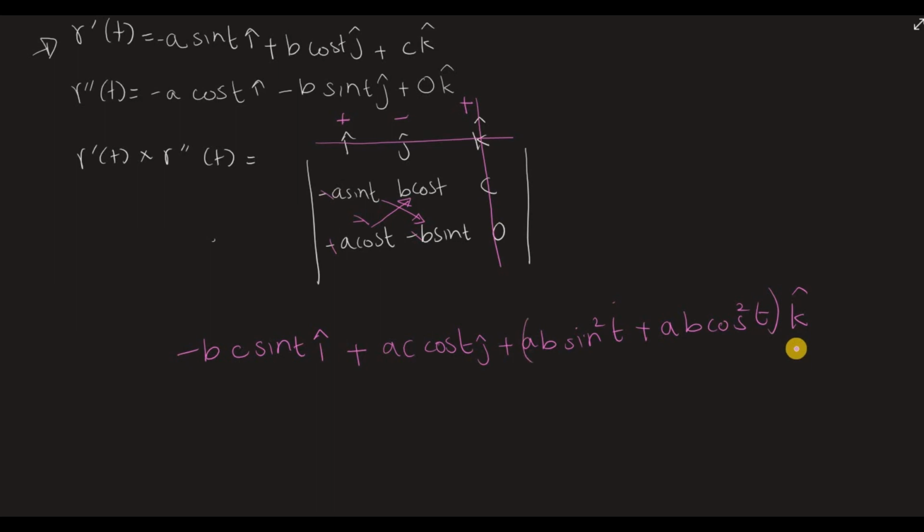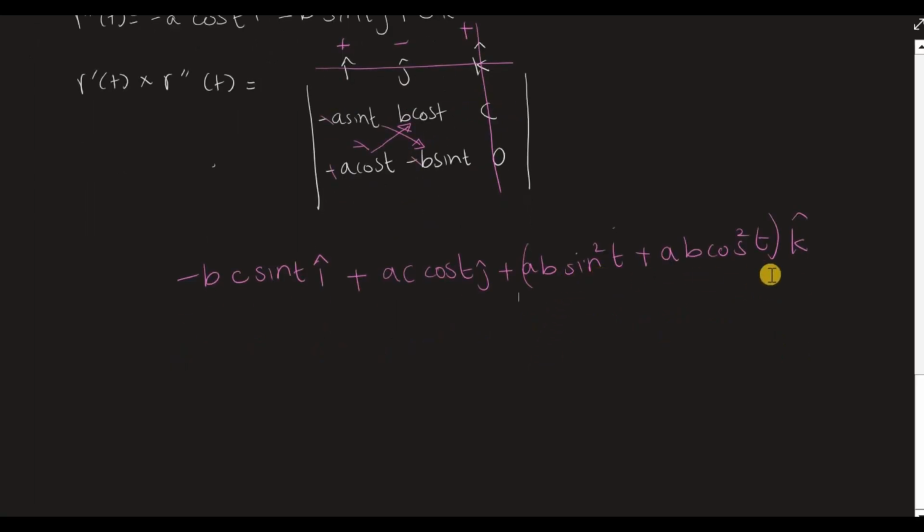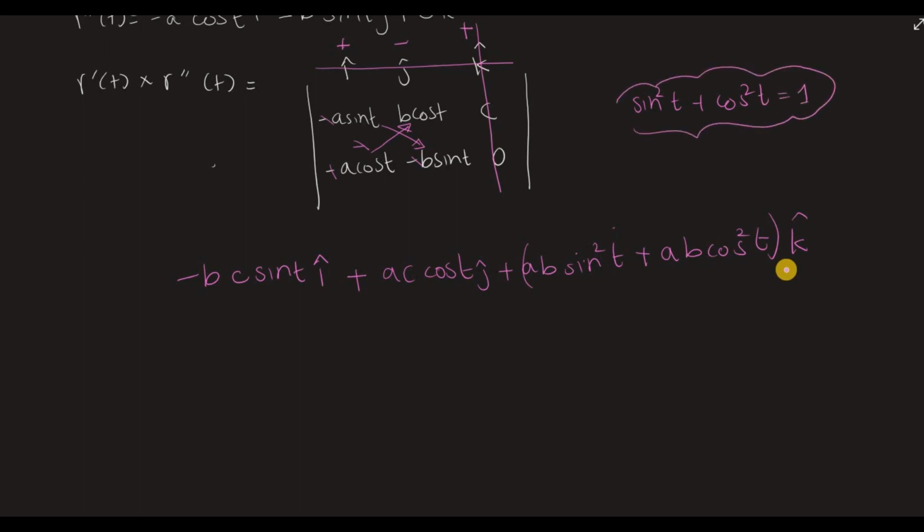Alright, so what is the next step? The next step here, you can use a trig identity to simplify it, right? The trig identity that we are using here is sine squared of t plus cosine squared of t is equal to 1. So this is the trig identity that you're using here.